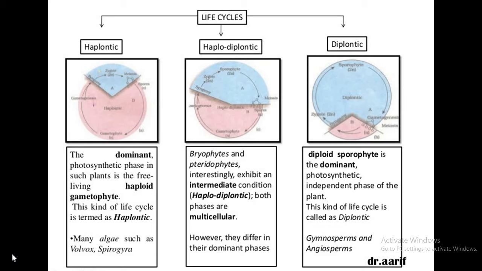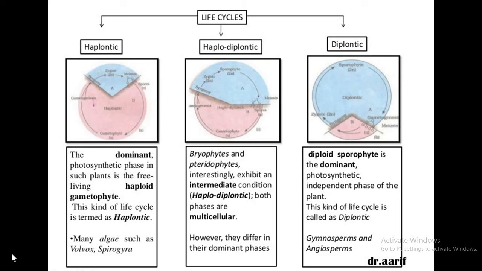The diagram which is given on the screen, children, is the same diagram which is given in your book. The only difference is that here on the screen you can see a color diagram, whereas in your book it is a black and white diagram. But I would always advise you to follow your book for that matter. Now such type of life cycles you find in algae such as Volvox, Spirogyra, etc. Not in angiosperms.